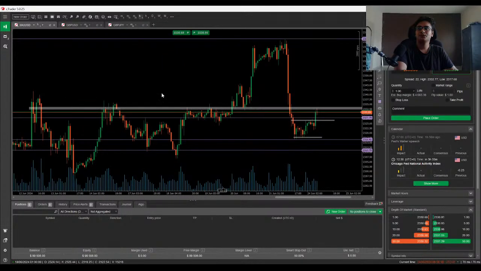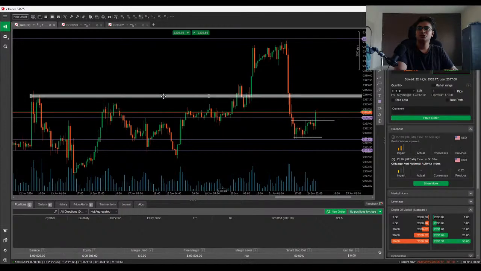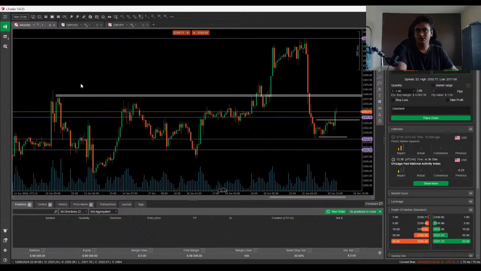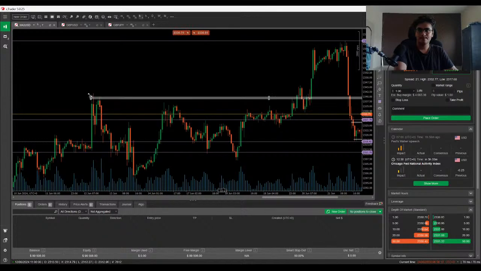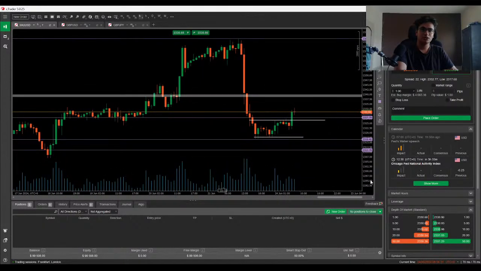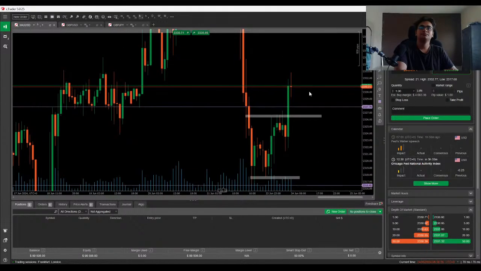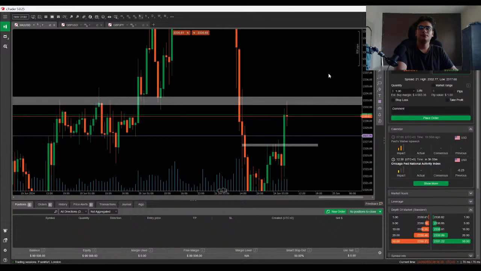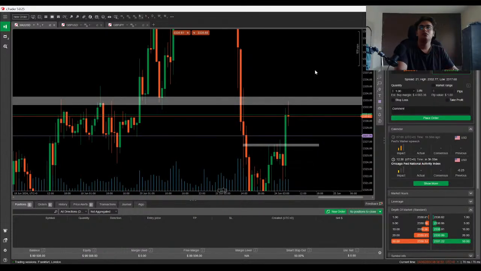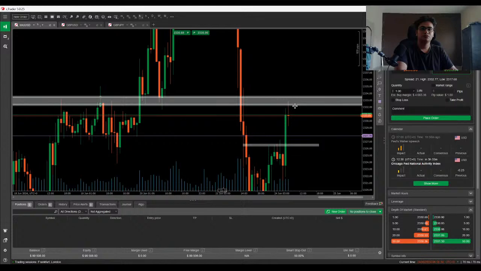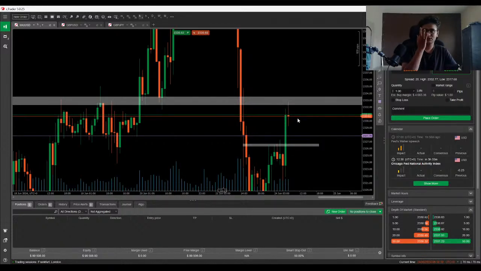Let's see. So the highest rejection we can get is on 2340, but above that area, I don't think we should see any rejection. I think we should continue going up. So let's see. But right now, we are still respecting the zones. So we're gonna see how it's reacting on that basis. 3 minutes left. Let's see.